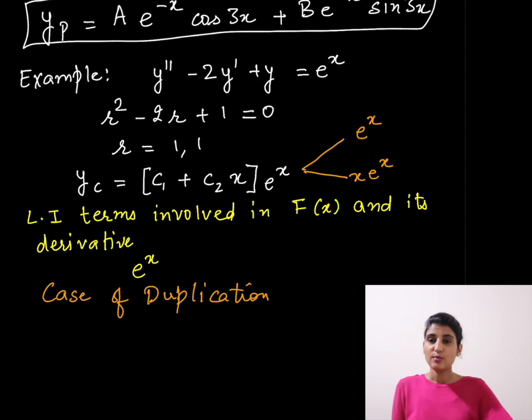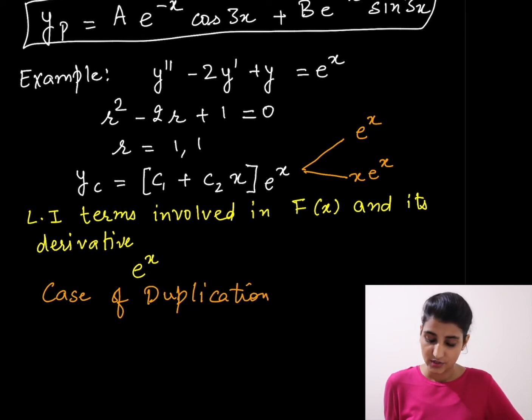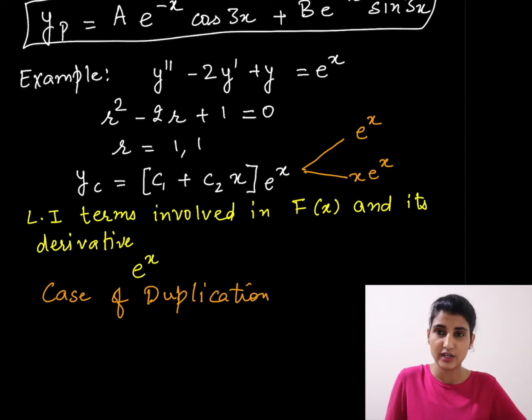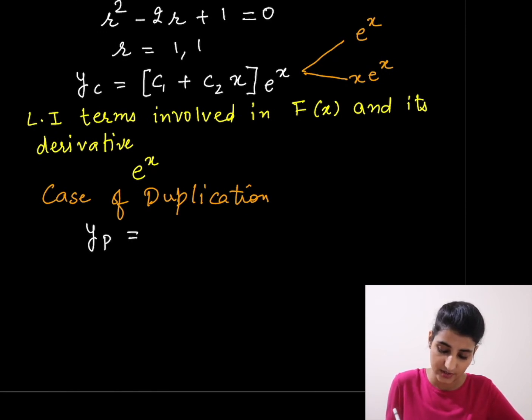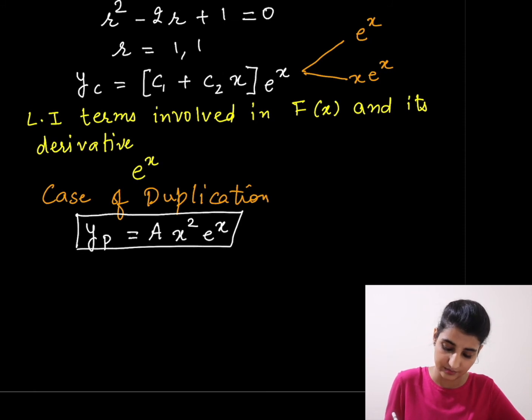Now if you multiply by x, you will get x times e power x, which is also a term in yc. So that's why we need to multiply by x square. So here our yp will look like a times x square e power x.